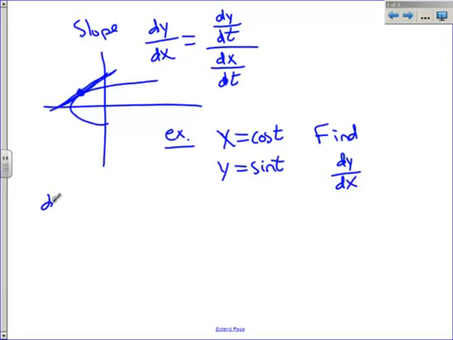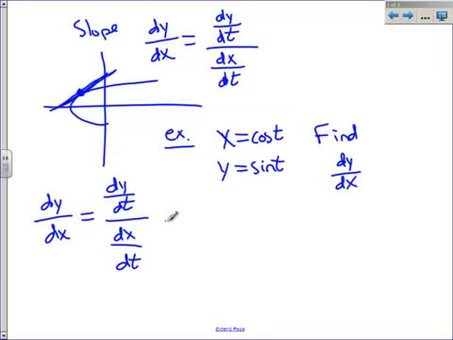So we are going to say that dy/dx is equal to dy/dt divided by dx/dt. So the derivative of our y equation with respect to t, the derivative of sine is cosine, and then the derivative of our x equation with respect to t is negative sine. And so we get negative cotangent t. Let's do another example of that.